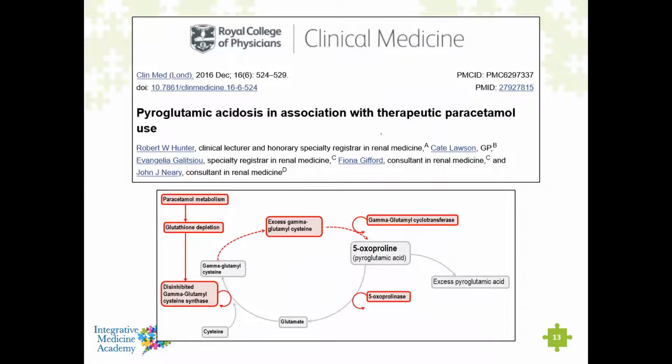But also understand that even just appropriate, what's considered to be therapeutic use of acetaminophen. This was actually an article out of the Royal College of Physicians. So in the UK and around the world, they call it paracetamol, but it's acetaminophen. Even just appropriate uses can cause excess pyroglutamic. So again, always go back and ask people, have you been taking acetaminophen or any other medication that might have acetaminophen in it?